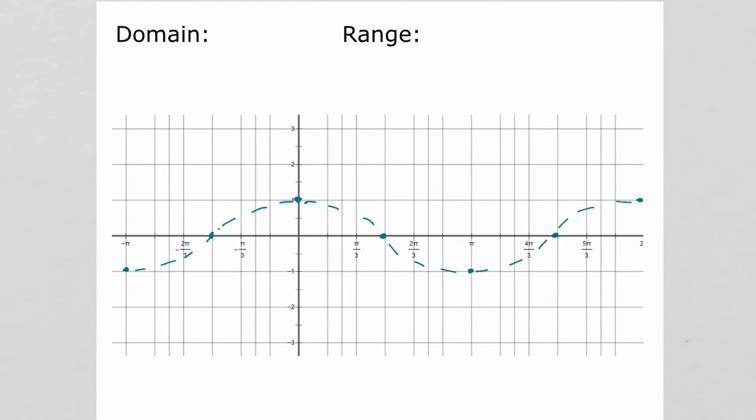Okay, so here we've graphed y equals cosine of x. Next, let's graph y equals cosine of 3x. So we're not dealing with our 2 yet. We're just talking about the cosine of 3x. Well, what does the 3 do?